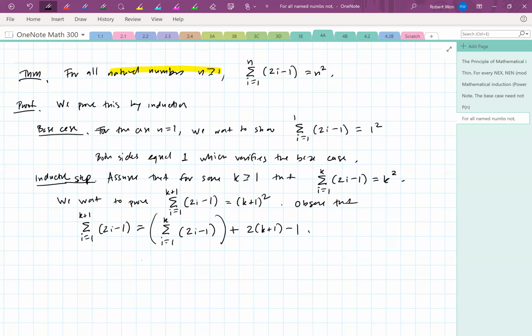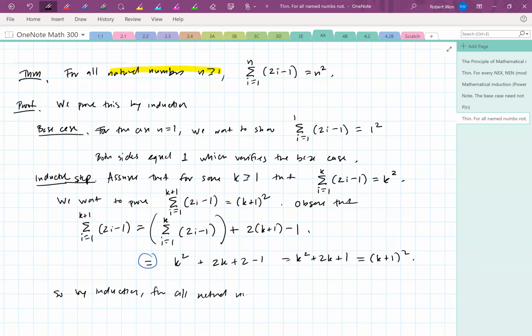Okay, but now I get to assume the inductive hypothesis. So here's where I'm using the inductive hypothesis. I'm assuming the kth case. So this first sum is just k squared. And then I get 2k plus 2 minus 1, which is k squared plus 2k plus 1, which is k plus 1 squared. So by induction, for all natural numbers n greater than or equal to 1, this formula holds.